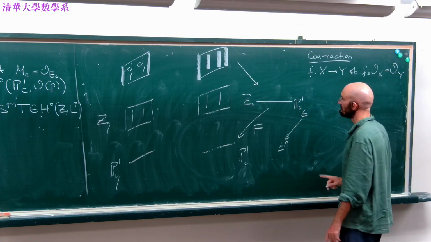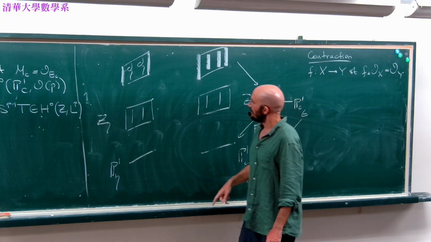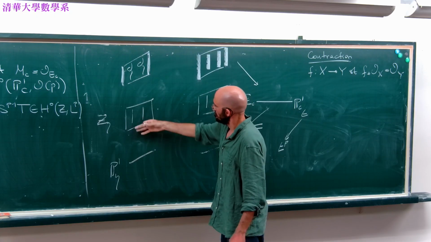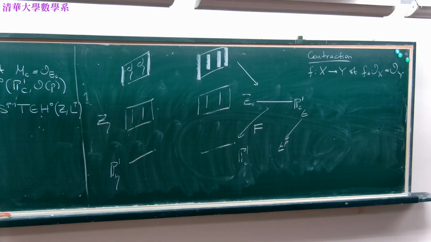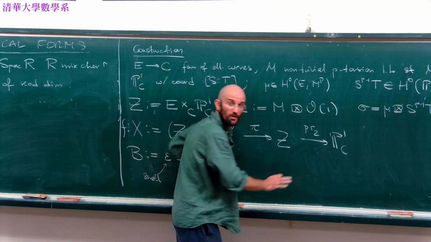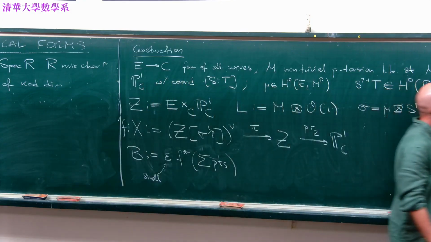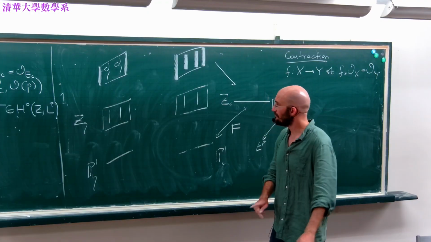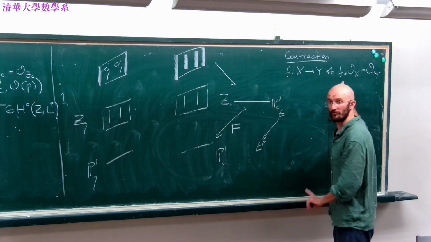Okay. Now, what goes wrong here is that this map f from X to P1 over C is a contraction. It can be checked that this condition is satisfied. It's just a computation. However, when you restrict to the central fiber, this condition fails.